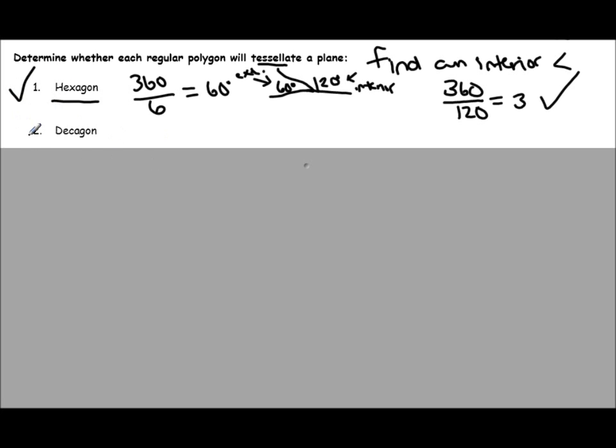Okay, so I'd like for you to pause the video and try number 2 with a regular decagon. First, we're going to figure out what one of the interior angle measures is of a regular decagon, and then we're going to see if that number is divisible evenly into 360. And you should have said no, it does not tessellate a plane, because one of the interior angle measures of a regular decagon is 144, and that does not divide evenly into 360.